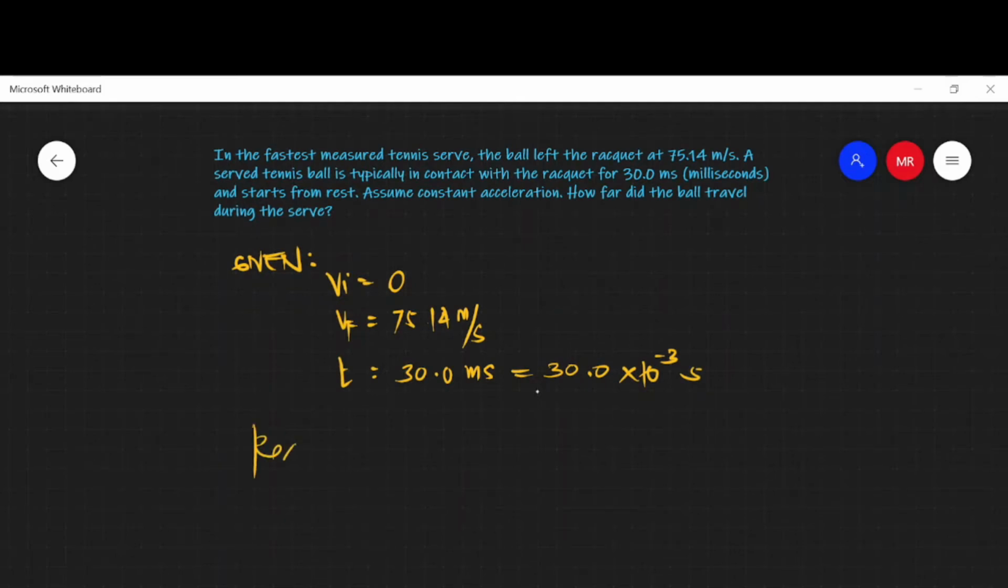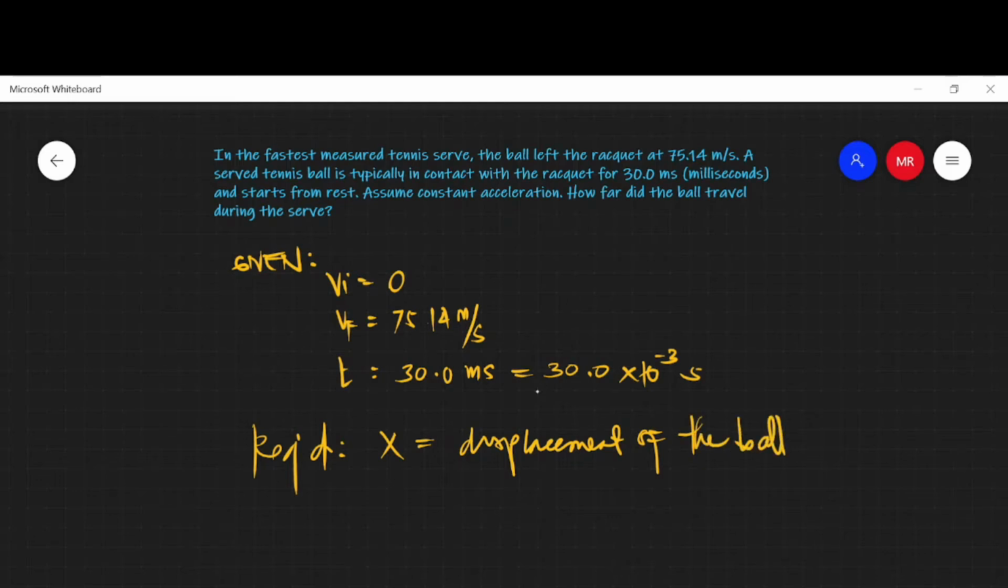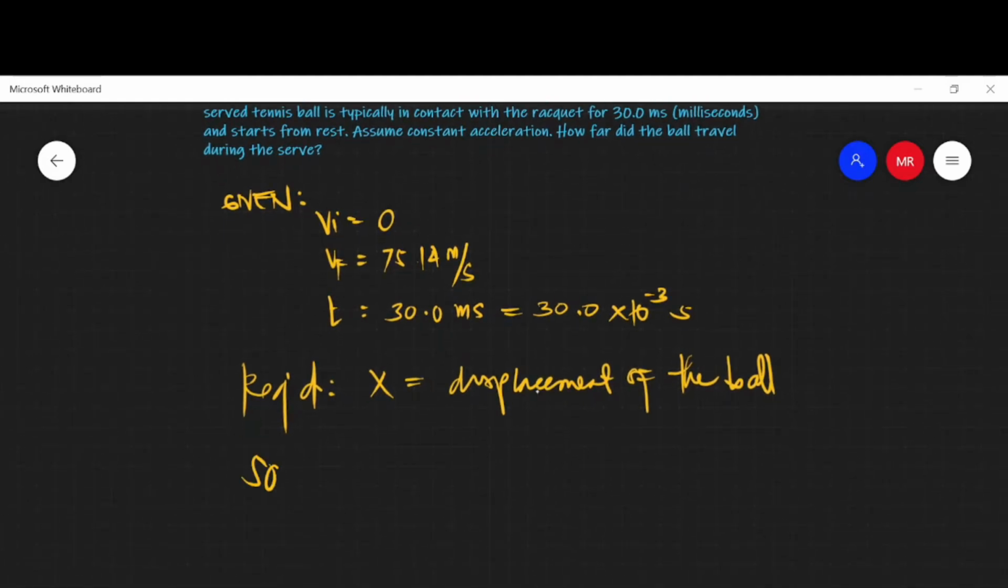We are required to get the displacement. How far did the ball travel during the serve? Okay, so we are asked to get the displacement of the tennis ball. So let's try to solve for this problem.